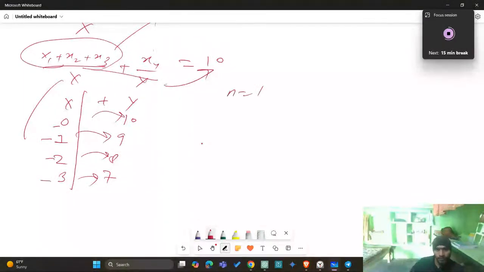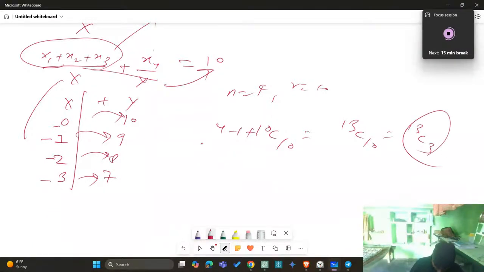Now we have n equal to 4 and r equal to 10. So 4 minus 1 plus 10 C 10 equals 13 C 10, which is 13 C 3. So 13 C 3 is the answer. This is the first variation.